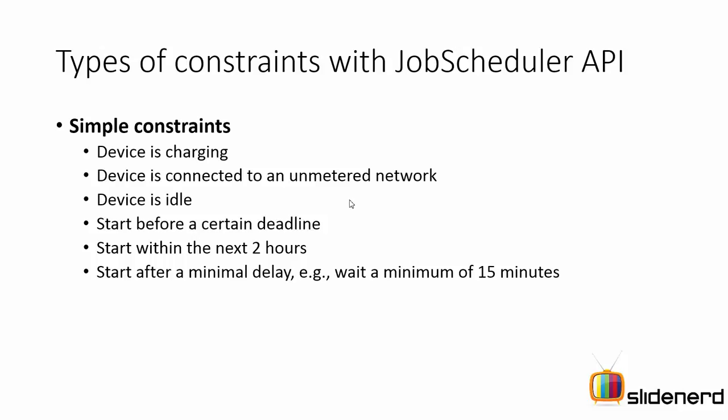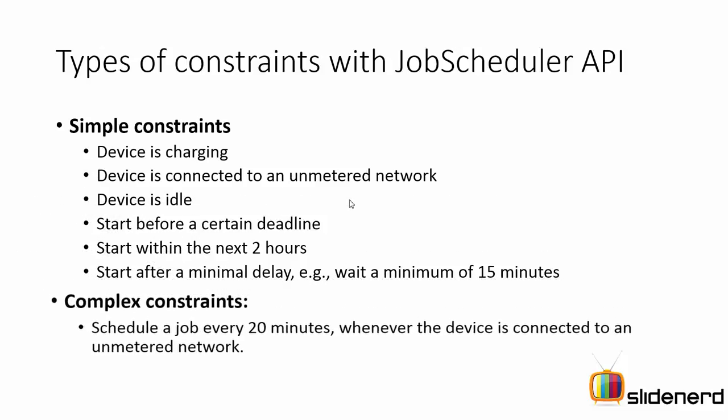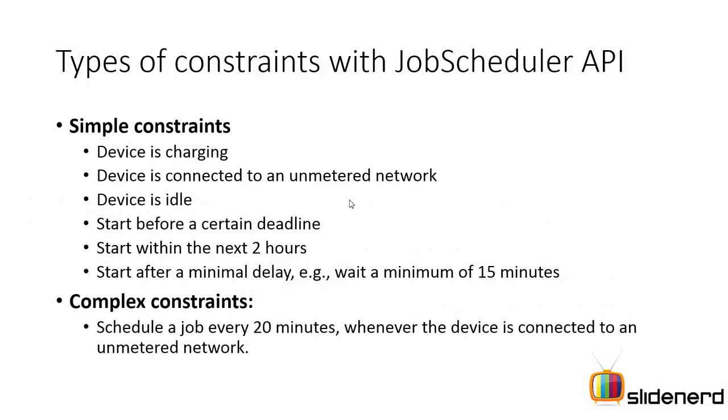So what are complex constraints? Let's take a look at that. You can combine all the constraints together to say something like this: schedule a job every 20 minutes when the device is connected to an unmetered network and when Wi-Fi is available, something like that. So that would make a complex constraint. So you can specify these constraints and you can make your job scheduler really smart about how you want to process background tasks.